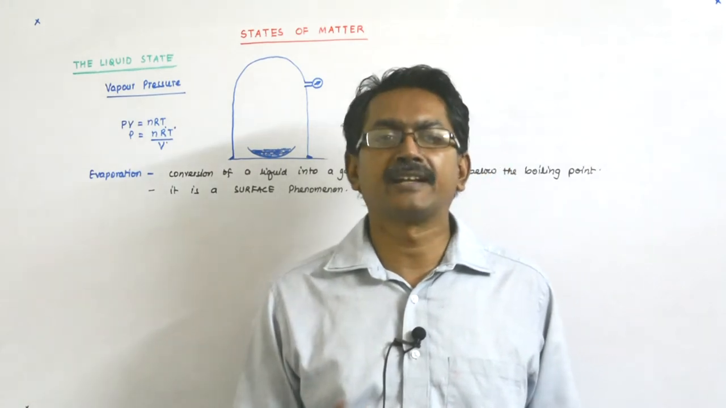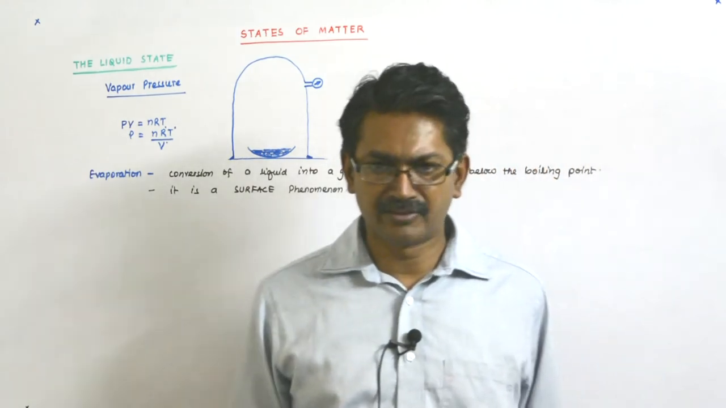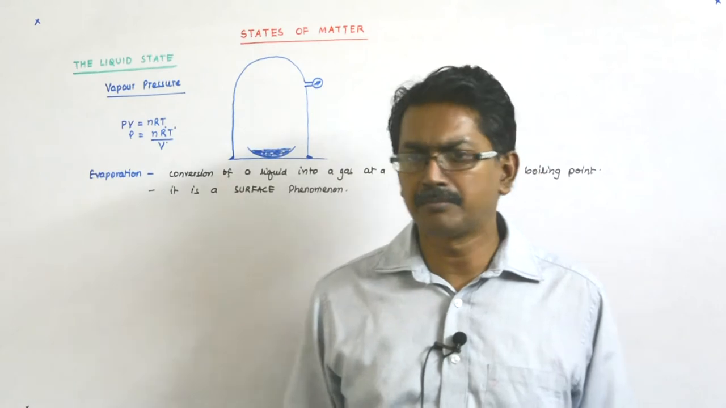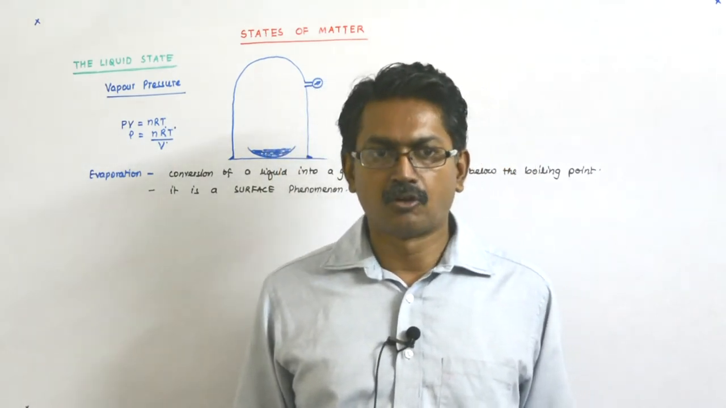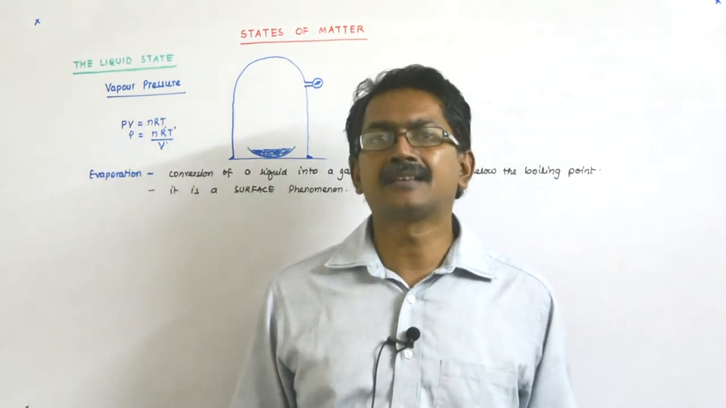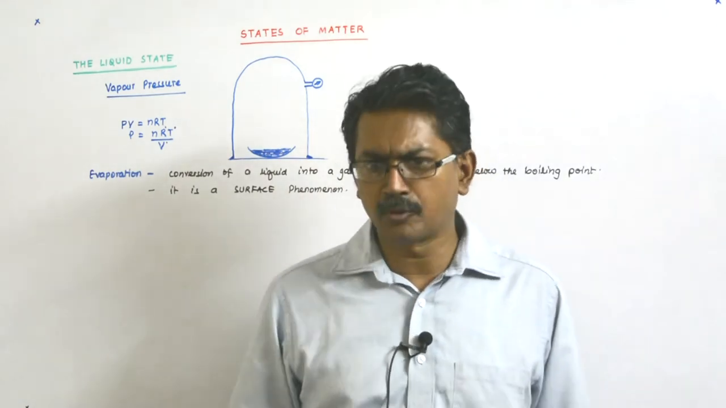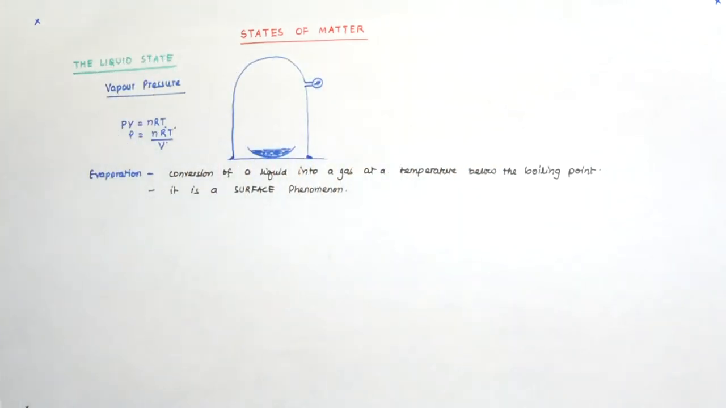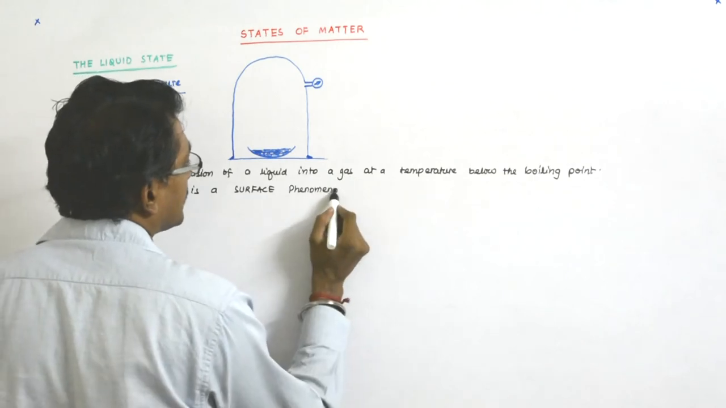Or suppose water gets spilt on a glass table. Why I'm saying glass table is because it's quite visible. The area is visible, and after some time, maybe after an hour or so, if you come back, it'll leave a trace, but the water is not there. So what has happened? It has converted into vapor at a temperature that is much below the boiling point, which is supposed to be 100 degrees centigrade. So it is a surface phenomena.